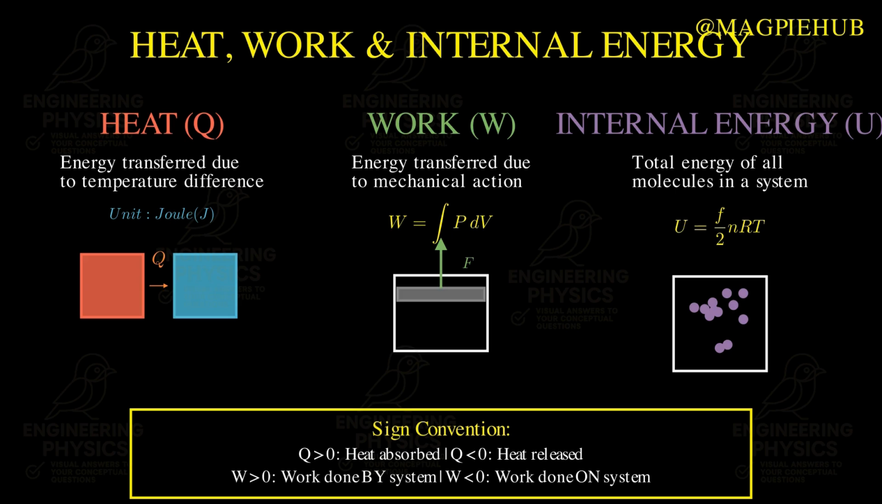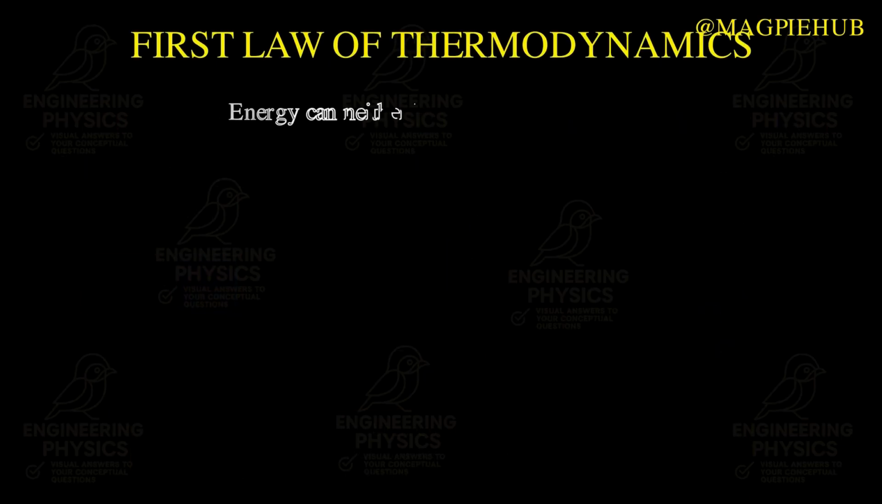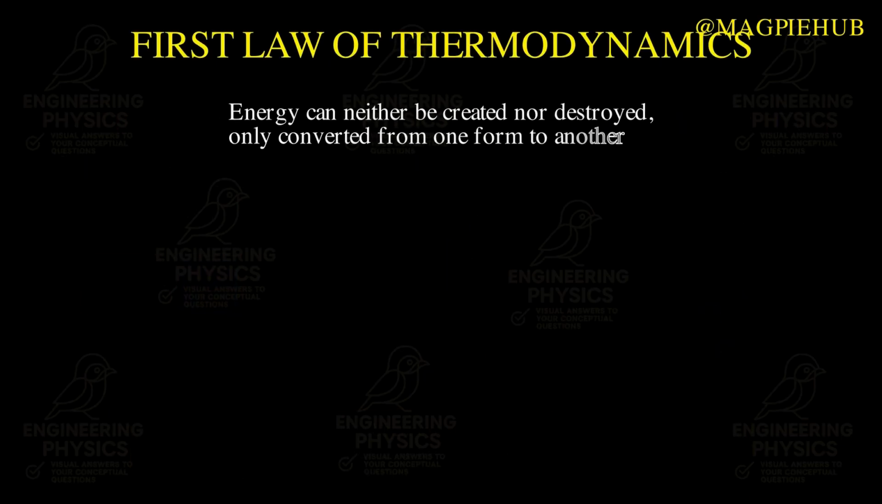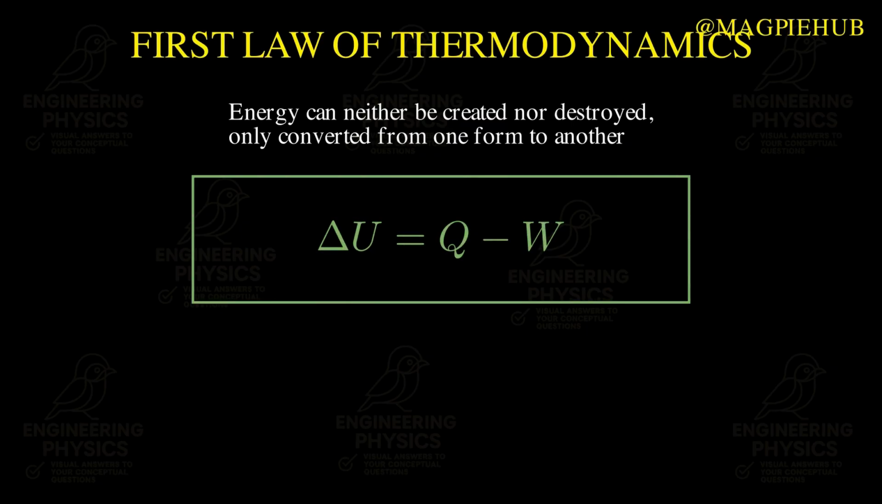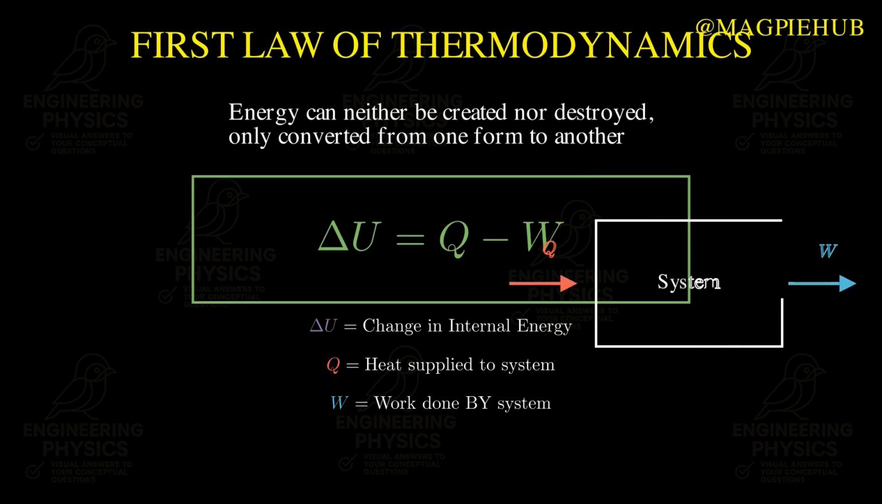The first law of thermodynamics is essentially the law of conservation of energy. It states that energy can neither be created nor destroyed, only converted from one form to another. Mathematically, delta U equals Q minus W. This means the change in internal energy of a system equals heat supplied to the system minus work done by the system. This is the most important formula in thermodynamics. Every numerical problem uses this equation. When heat is added to a system, it either increases internal energy or does work, or both.